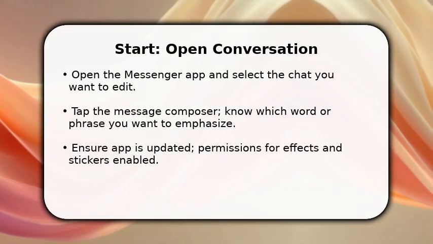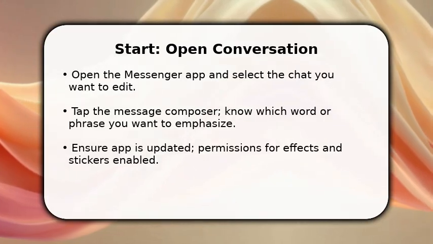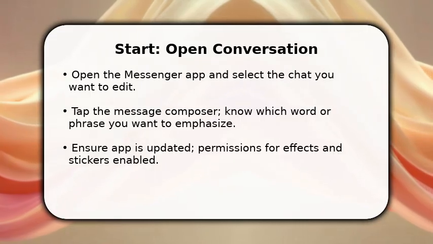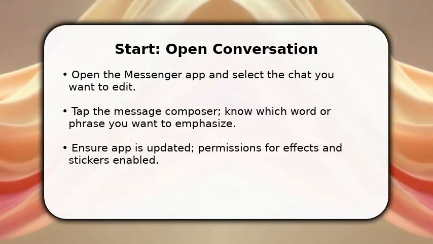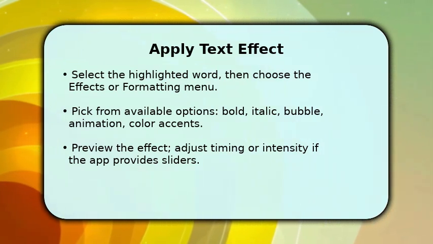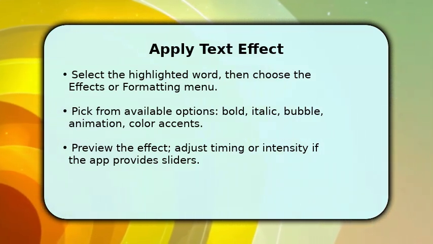Make sure your Messenger version supports text effects and that any keyboard or accessibility overlay isn't blocking the effect menu, because that's why options sometimes don't appear. Once the effect menu is visible, tap the specific effect you want and watch the preview. This shows how recipients will see the word.